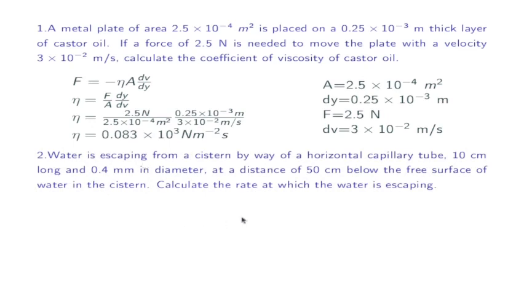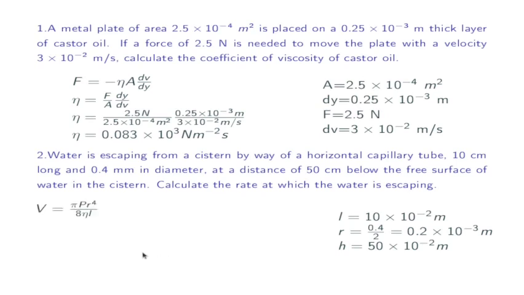Here water is escaping from a cistern by way of a horizontal capillary tube 10 cm long and 0.4 cm diameter. So therefore the radius is 0.2 millimeter. At a distance of 15 cm below the free surface of water in the cistern, so H is 15 × 10^-2 meter. Calculate the rate at which water is escaping. We want to find the volume of water escaping.